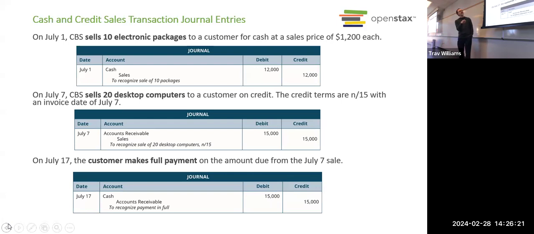Debit to cash, credit to sales. Nice, easy journal entry. Here they make another sale, the customer didn't pay, debit to accounts receivable, credit to sales. No inventory. Customer makes a full payment, okay? They had no option for a discount. Credit terms were net 15. So when they make their payment, they pay the full account receivable in cash. Okay, pretty simple.